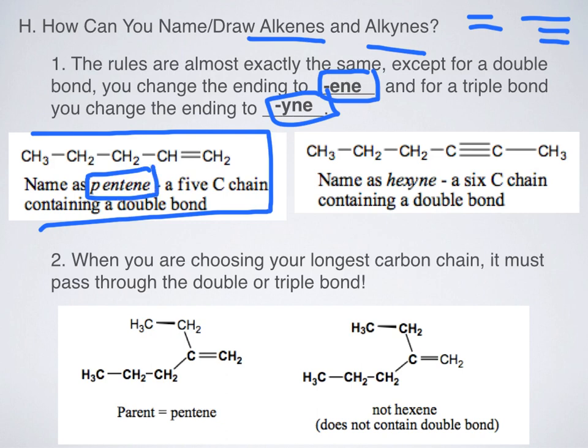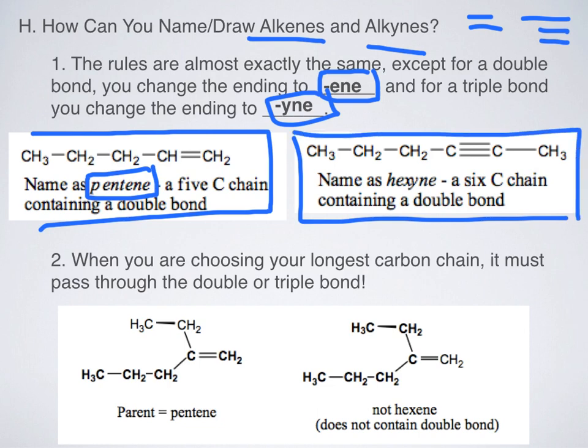Again, that's not the name of that compound, but that would give me the basis for the name of my compound. The same way that I have to find my longest carbon chain and everything. Right here I have a triple bond, and since there are 6 carbons in that chain, that would be hexyne. So really just change the ending depending on whether there's a double or a triple bond. That's pretty much the first big step.